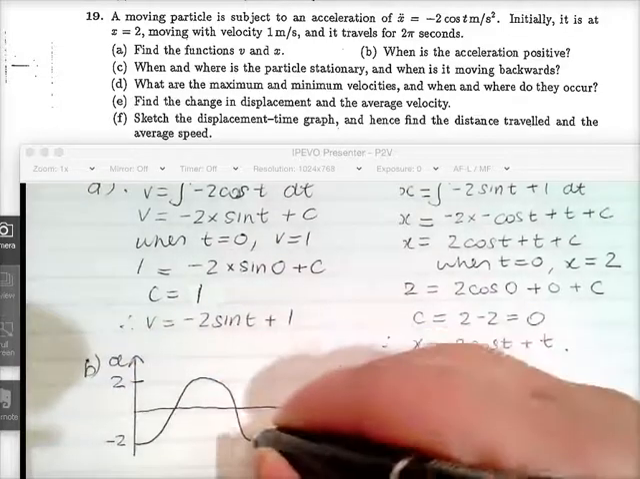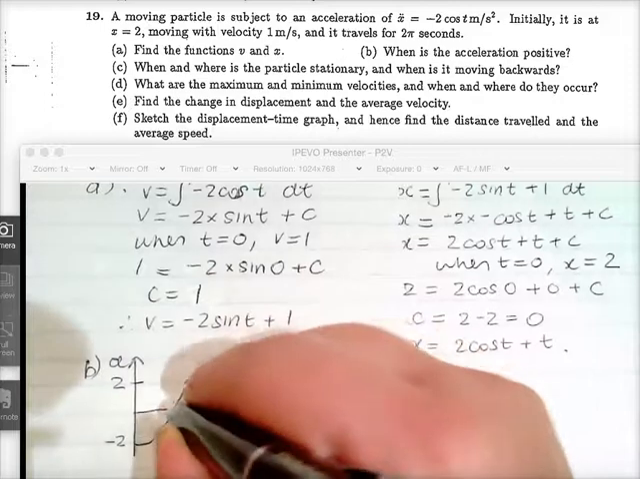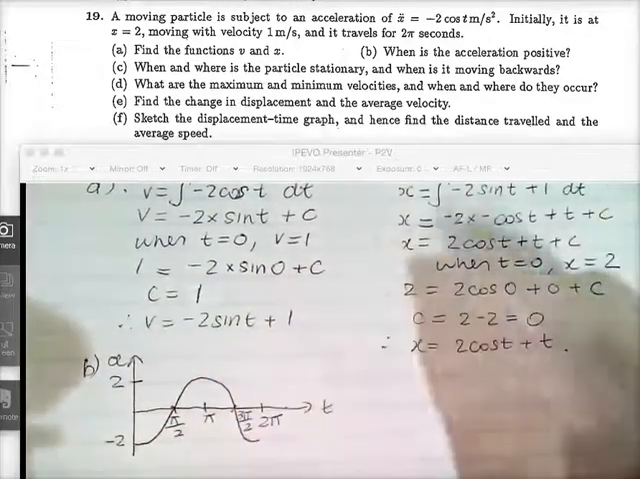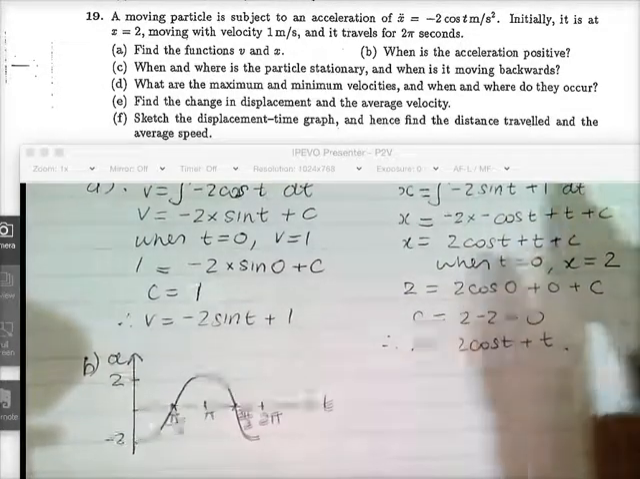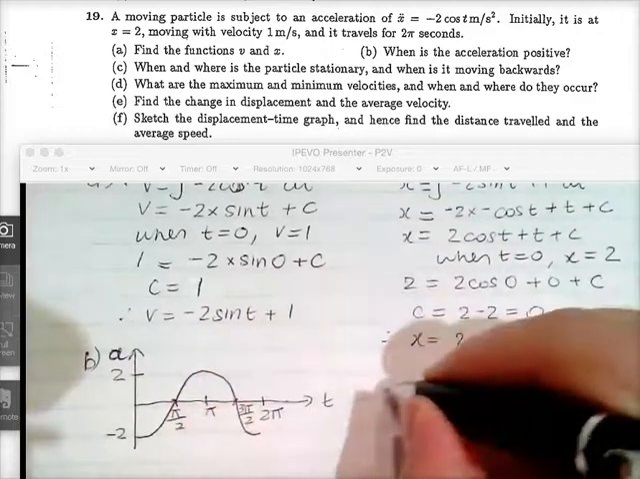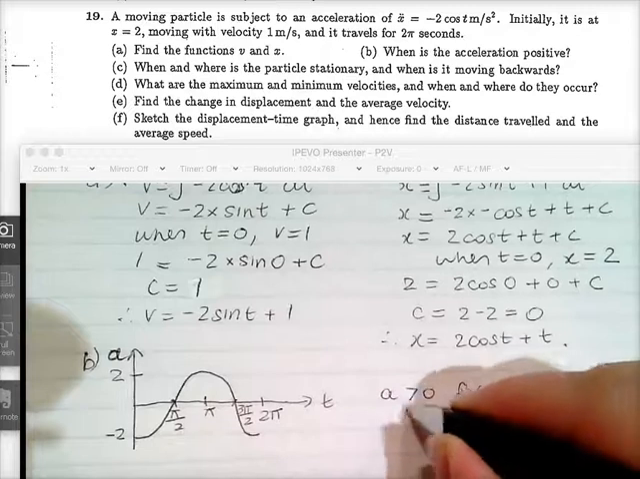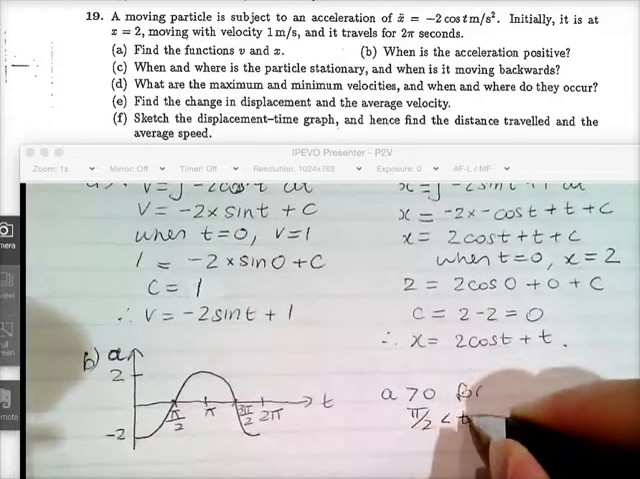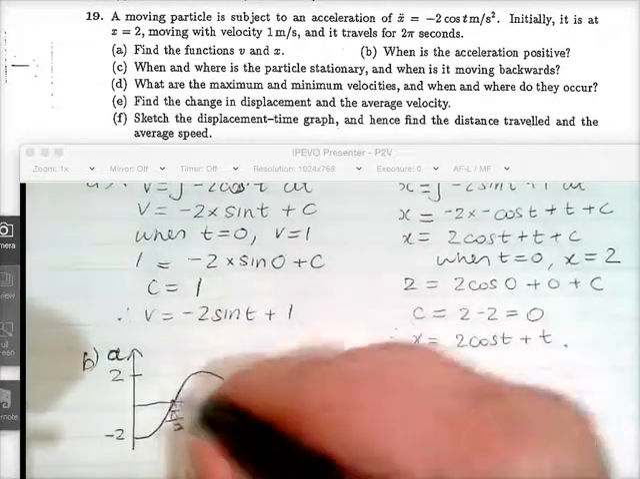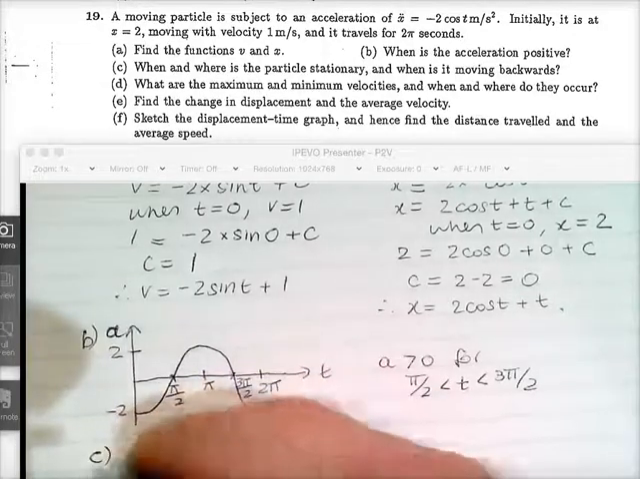Amplitude of 2, travels for 2 pi seconds, so therefore this is pi on 2, and this is pi, and that's 3 pi on 2. And the question is, when is the acceleration positive? So the acceleration is greater than 0 for t lying between pi on 2 and 3 pi on 2. It's just a bit above the graph here. So drawing the graph really helps answer that question.